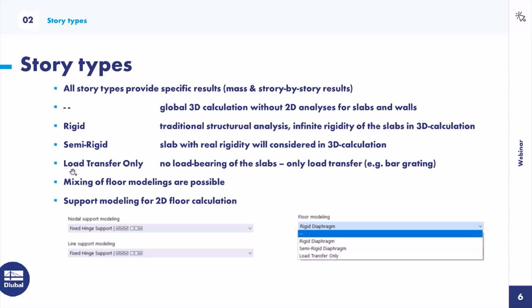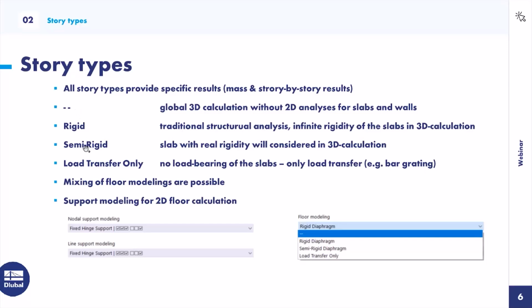Okay, then we have the load transfer only. With this type of slabs, there is no load bearing, only load transfer. Like these surfaces I showed you for the windows, these surfaces don't have load bearing, they only transfer the loads to the walls and so on. And a good example is a bar grating.